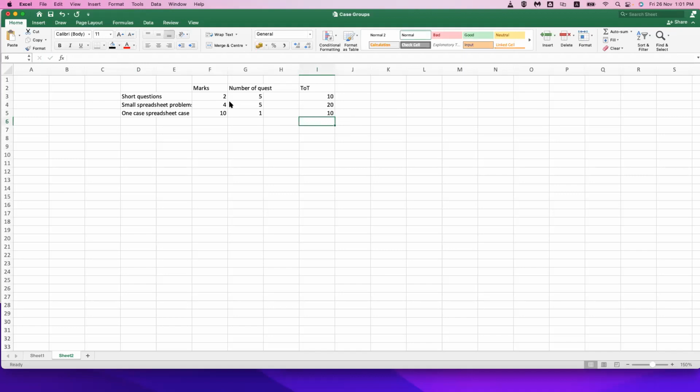Any more questions? So by spreadsheet problem, we mean you have to solve this in Excel. By spreadsheet case, we also mean you have to solve this in Excel. By short question, we mean you have to write in 1 or 2 sentences. Because it is online, you will also write that in an Excel worksheet. I will show you in the next class in detail how to design the answer script in the Excel file. So that's all for today.